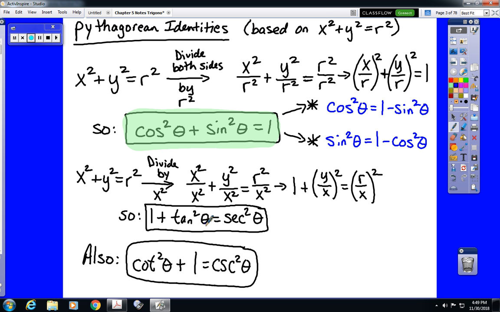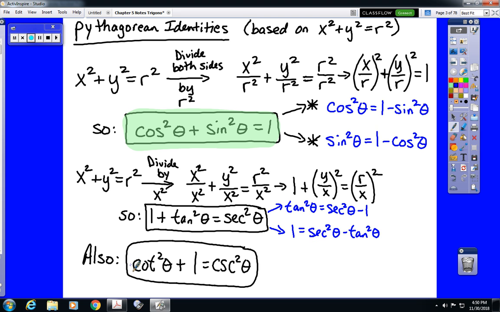1 plus tangent squared is equal to secant squared. And again, we could rearrange that into a couple of other forms if we wanted to. We could make that into tangent squared equals secant squared minus 1. Or we could make that into 1 equals secant squared minus tangent squared, simply using some algebraic manipulation.